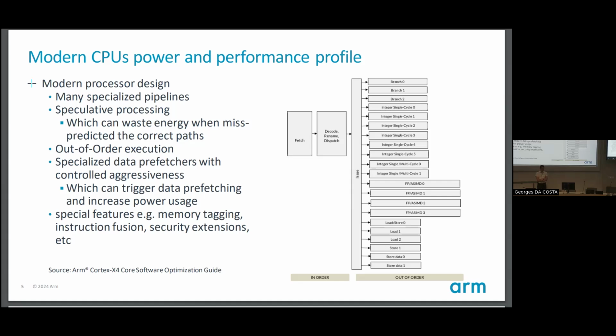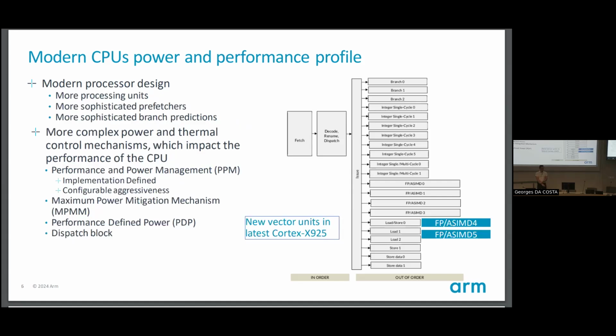So it's becoming more and more complex. And this is one of the recent CPU announced two days ago. It's called Cortex-X 925. It gets 2 more vector units. So instead of 4, we will get 6. More sophisticated prefetchers for the data, and more sophisticated branch predictors. All of this makes the hardware more complex and more dynamic, so less predictable.